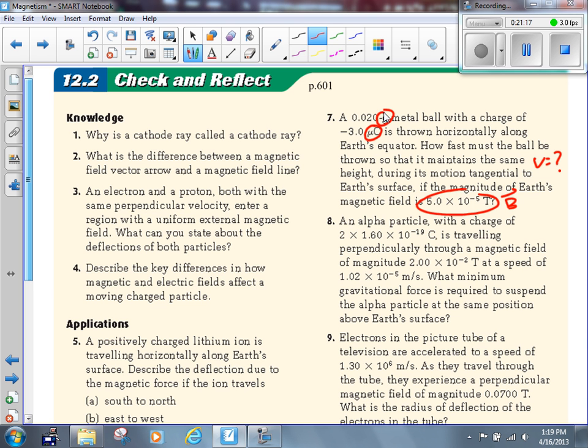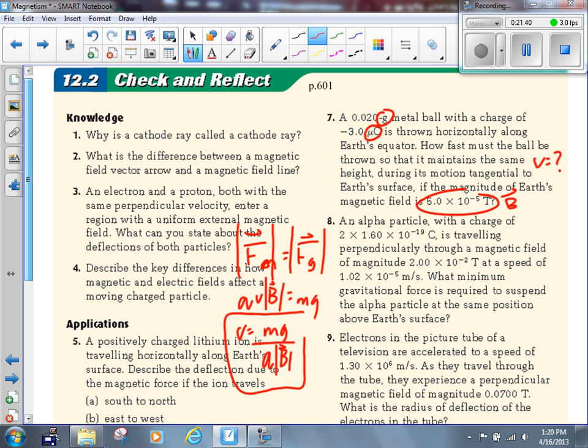So we're going to set Fm equal to Fg, or qvB equals m times g. Now we're going to rearrange that equation to solve for speed. We end up getting v equals mg over qB.